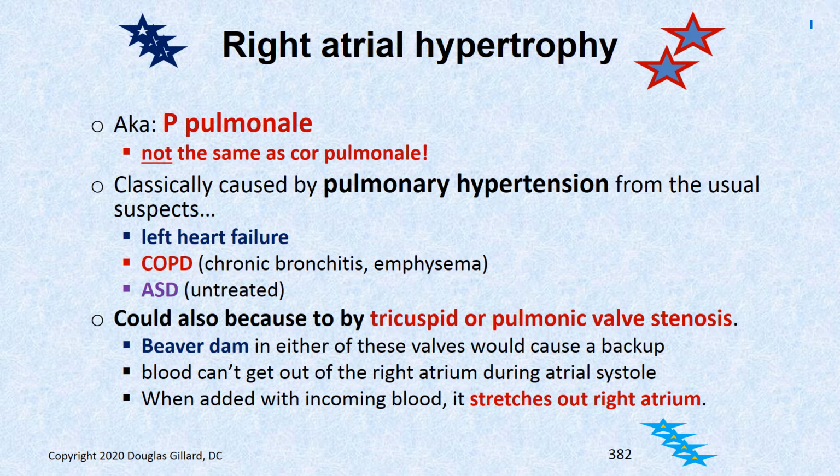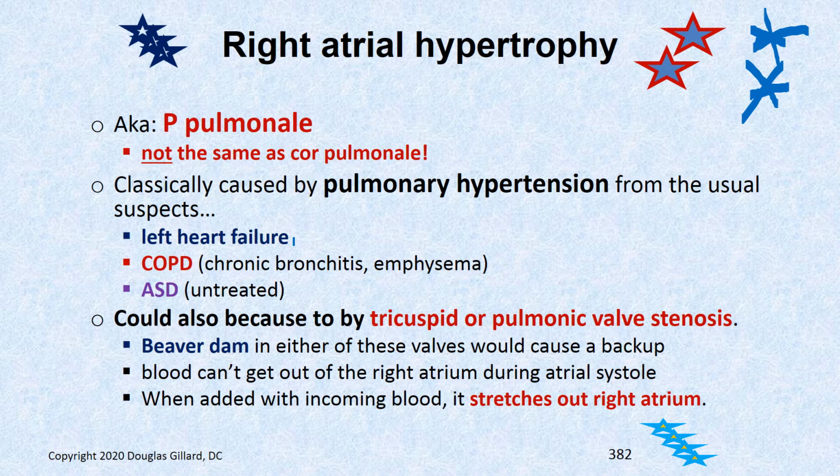Classic causes of P pulmonale. I do like that question. I don't know if I can add more stars, but to give you hints, that's a high-yield question. P pulmonale is caused by, number one cause, left heart failure. Left heart failure would be the beaver dam backing blood up through the lungs and into the right heart, overworking the right heart.